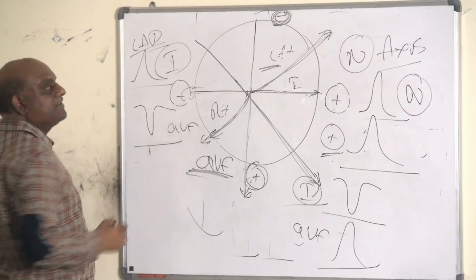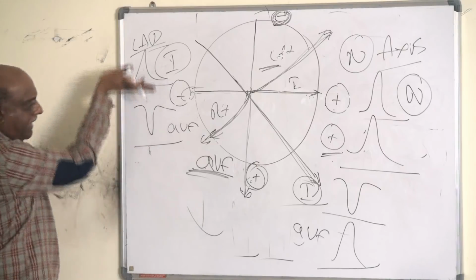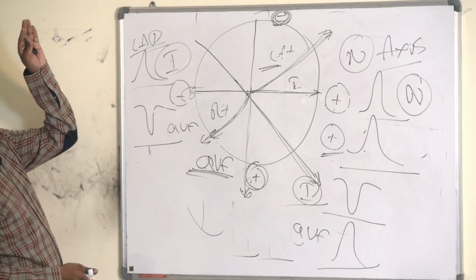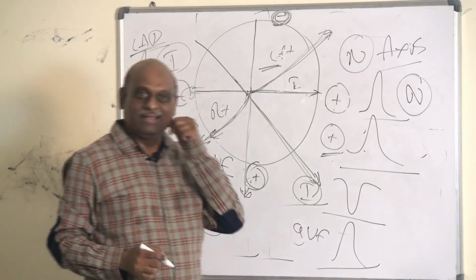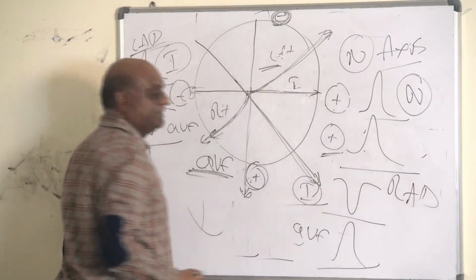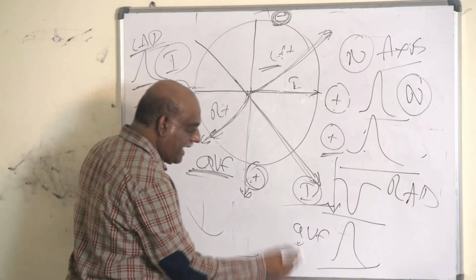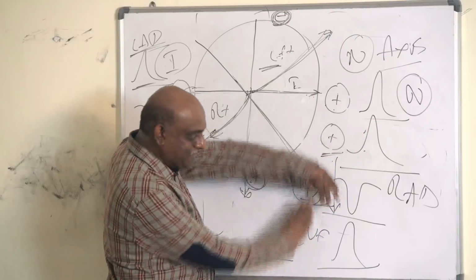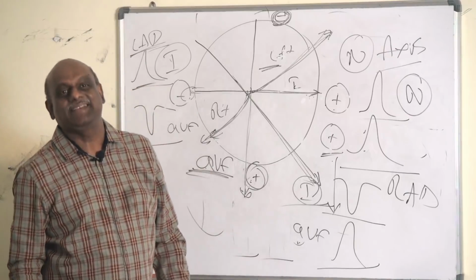Suppose it is a left axis deviation, lead 1 is looking up, lead AVF is looking down. They left each other. That is how you can remember left axis deviation. Then, if it is a right axis deviation, lead 1 is looking down, lead AVF is looking up. They are right towards each other. That is how you recognize right axis deviation.